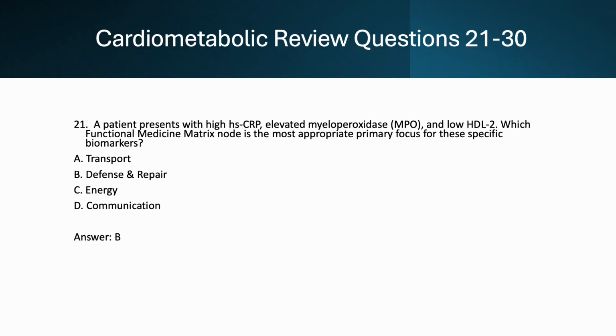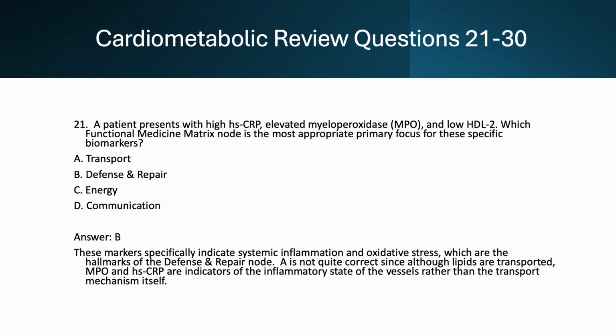And the correct answer is B. Defense and repair. So elevated high-sensitivity CRP and myeloperoxidase reflect systemic inflammation and oxidative stress, while low HDL2 indicates reduced antioxidant protection. So together, these biomarkers point to dysfunction within the defense and repair node of the IFM matrix.